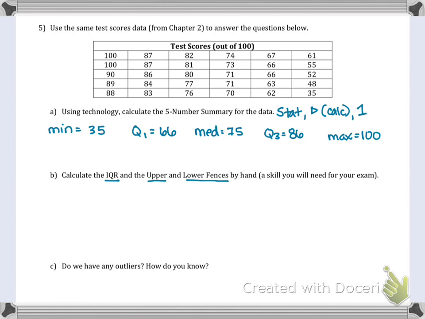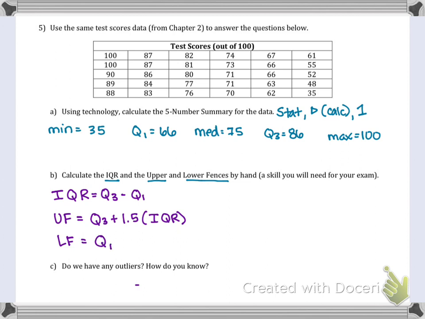So I'm going to insert the formulas using a different color, and then we'll go ahead and compute all three of those values. The IQR is found by doing Q3 minus Q1. The upper fence, I usually like to start with the adding first, is found by starting at Q3 and adding 1.5 times the IQR. And the lower fence is found by starting down at Q1 and subtracting 1.5 times the IQR. So let's calculate these values using the information we found from our calculator.